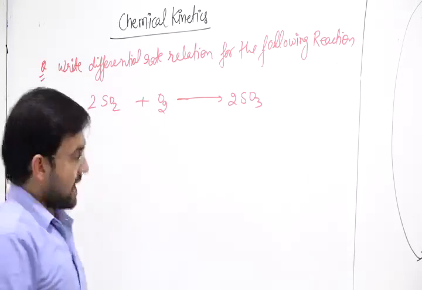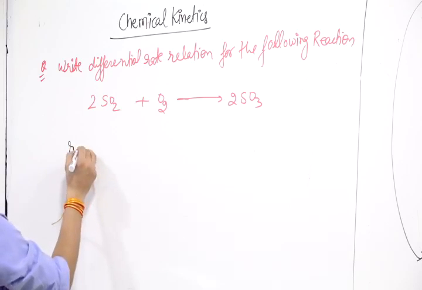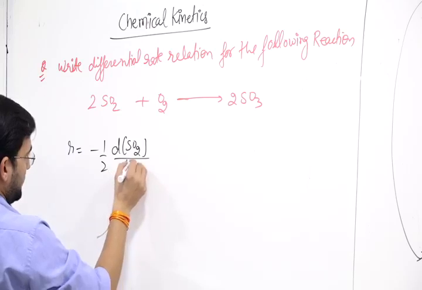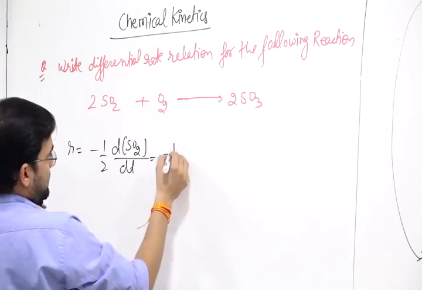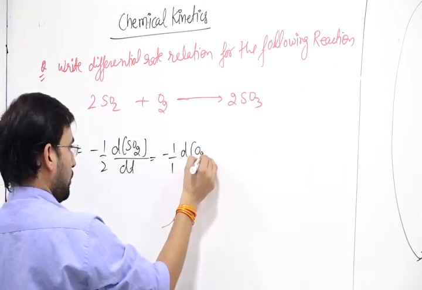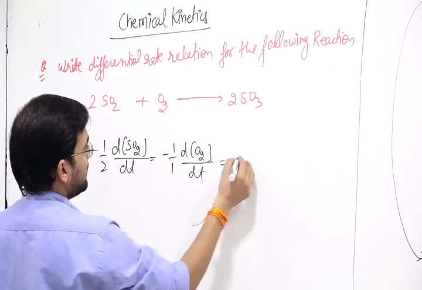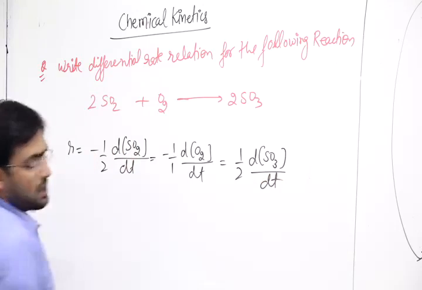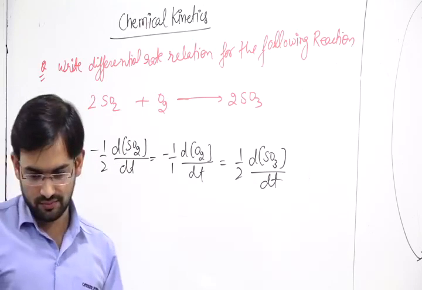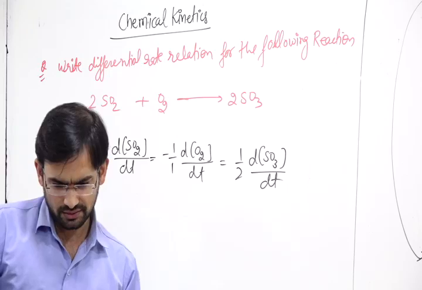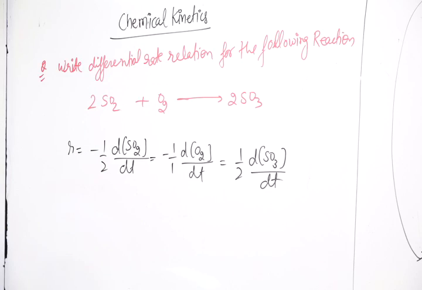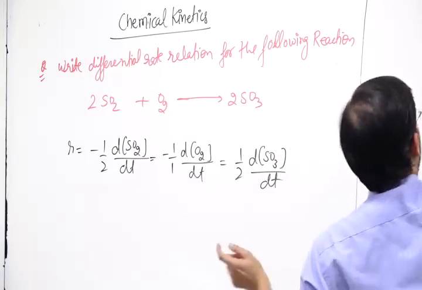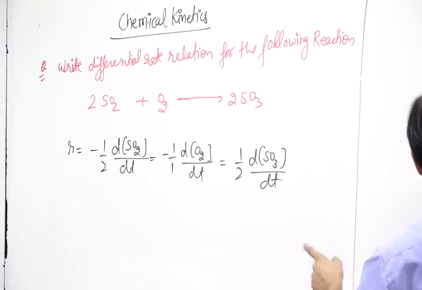Okay, so the answer goes like this. That is easy. R equals minus 1 by 2 d of SO2 by dt, equals minus 1 by 1 d of O2 by dt, equals 1 by 2 d of SO3 by dt. How many people got the same answer? Tell me, how many people are correct?